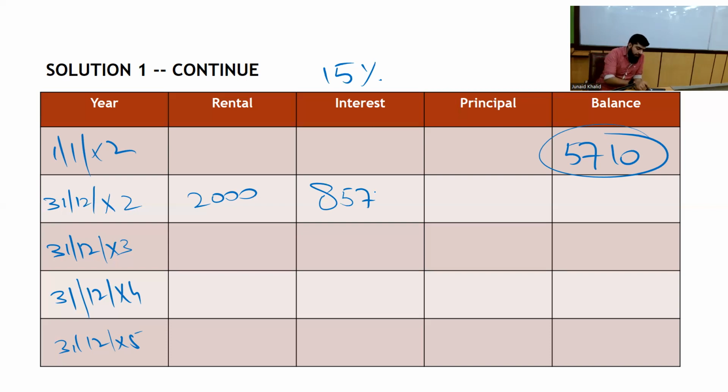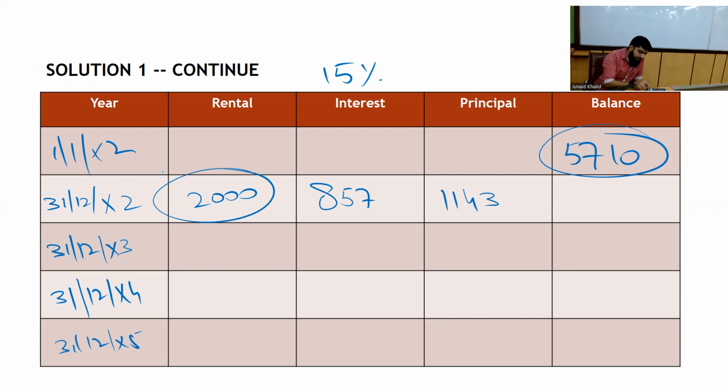And the remaining amount, that is 2000 minus 857, is 1143, which I have paid to the lessor. Remember, I paid $2000 to the lessor, out of which 857 is the finance cost. So the remaining amount is 1143.